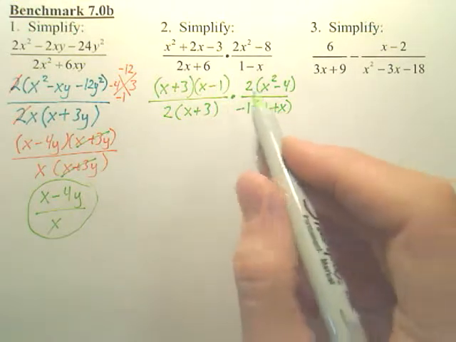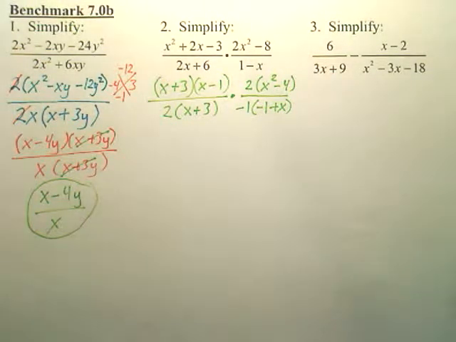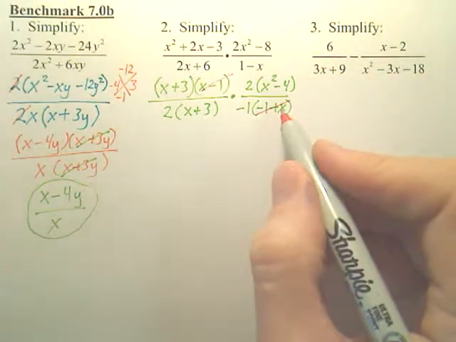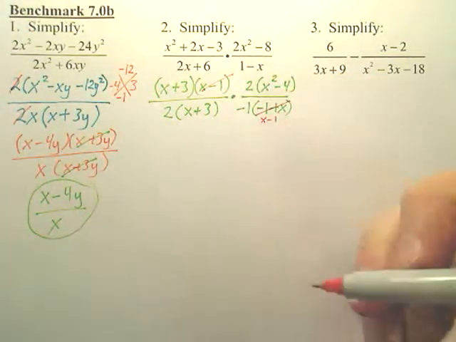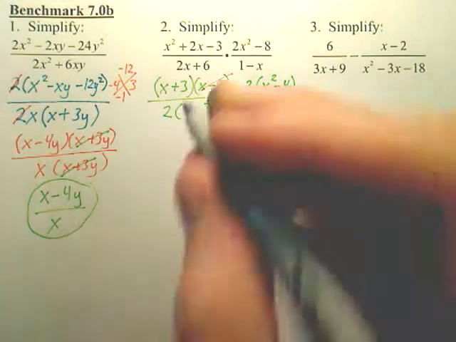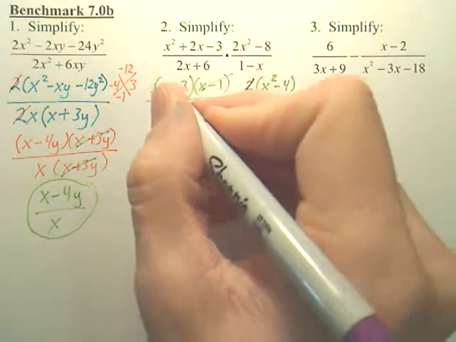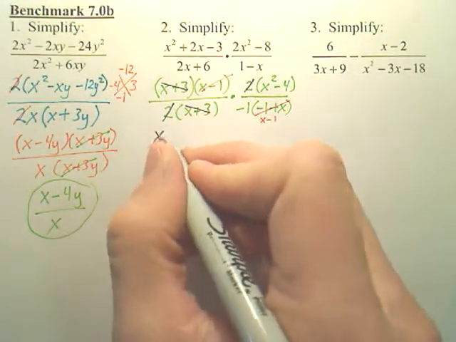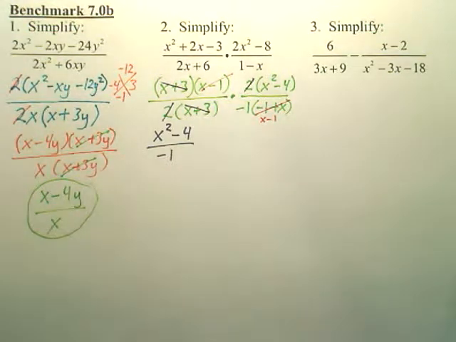Do these match kind of now? Can I rewrite that as x minus 1? So what you'll notice is that this and this will actually cancel. If you want to write it as x minus 1, you consider it as x minus 1. So these two cancel. What else cancels? I see some 2's canceling. Don't the 2's cancel? And don't the x plus 3's cancel? So it looks like what's left is x squared minus 4 over negative 1.